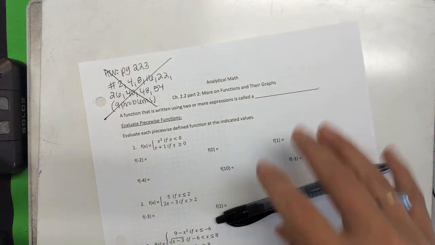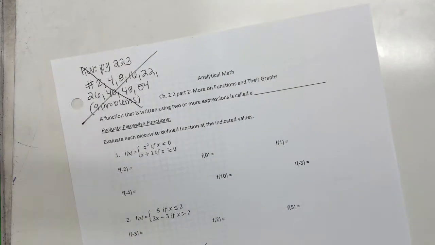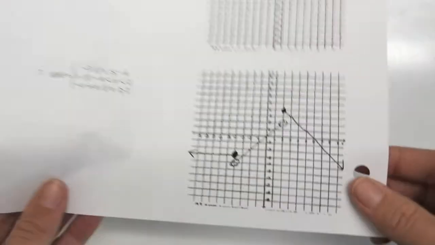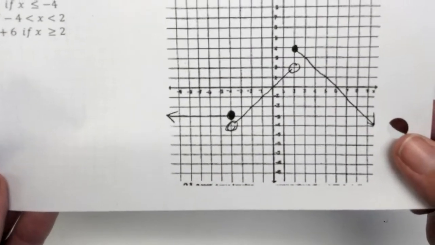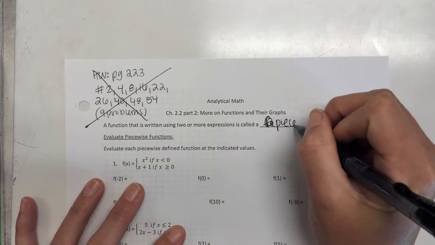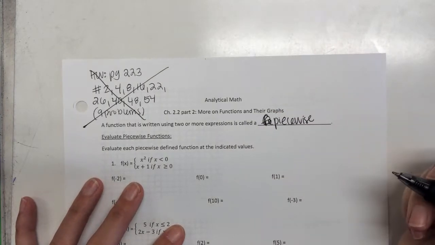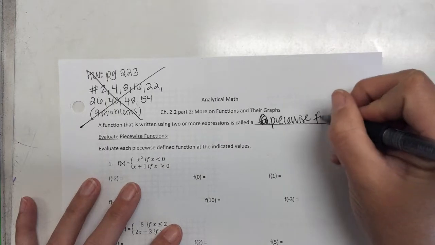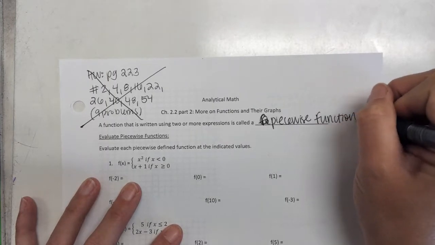Piecewise function looks like? Yes, right? This is an example of what one looks like. It's like a graph that's in pieces, hence the name piecewise functions. So that's what goes in your first blank. A function that is written using two or more expressions is called a piecewise function.